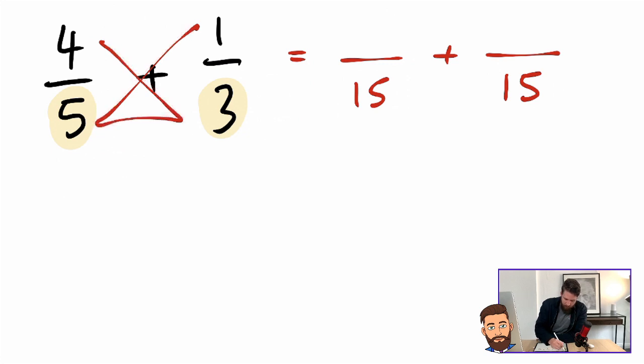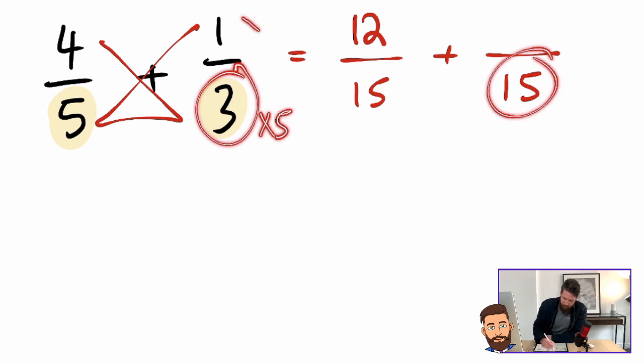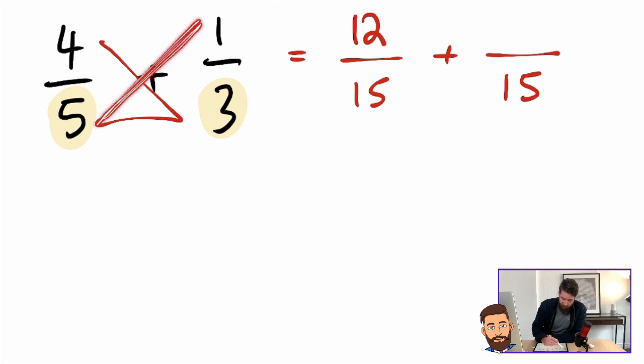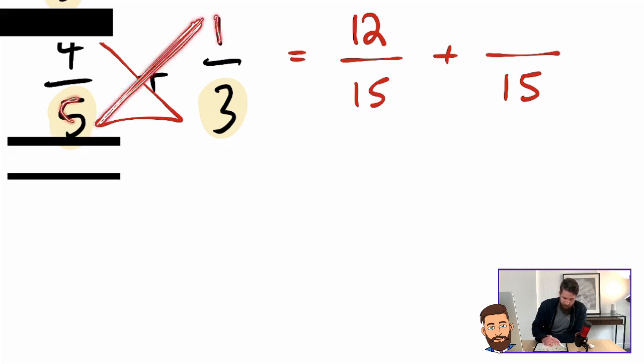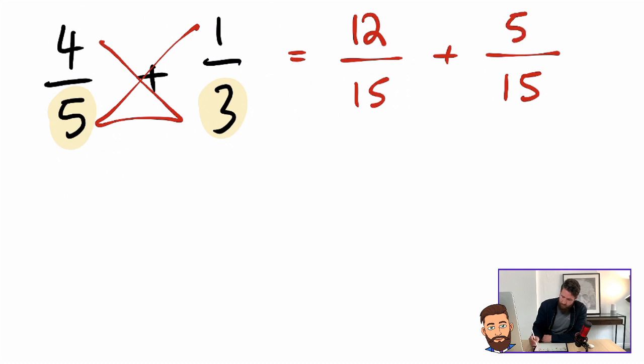You just follow the lines and fill it in. So 4 times 3 would be 12 here. And what did I do to 3 to make it 15? I times it by 5, so I must times the top by 5. Alternatively, following these lines tells us to do that anyway. We're going to do 1 times 5. Okay, so 1 times 5 is 5.